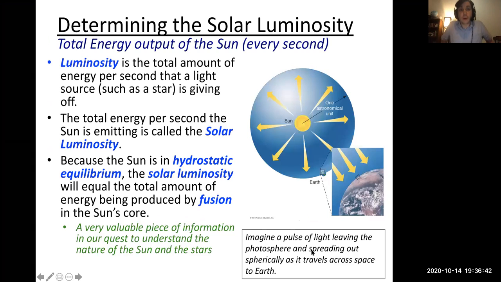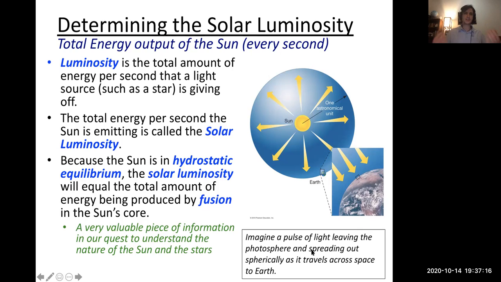So what we're working towards is determining the solar luminosity. And I know it's been a couple of videos and a little bit of time and lots of new concepts, so let's remind ourselves what luminosity is. Luminosity is the total energy output every second of an object. So in this case, we're talking about a star, the sun. So the solar luminosity is the total energy output, how many joules per second. In other words, how many watts is the sun giving off? How much energy per second is the sun giving off?